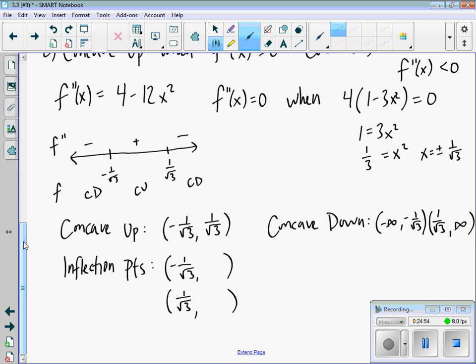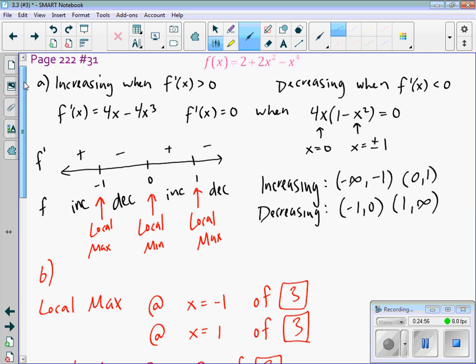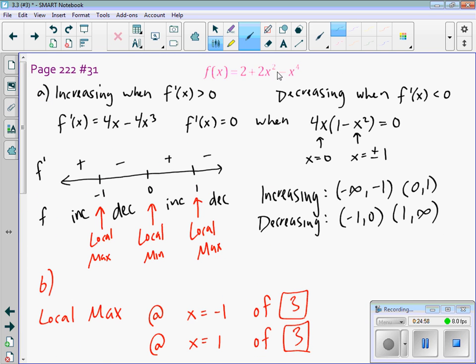And you're plugging back into the original. The nice thing about the original is these are squared and to the fourth, so does it matter which one I'm plugging in? No, you should get the same answer for both of them. So if I plug in, let's just do the positive. Obviously we have 2 here. What's 1 over square root of 3 squared? 1/3.